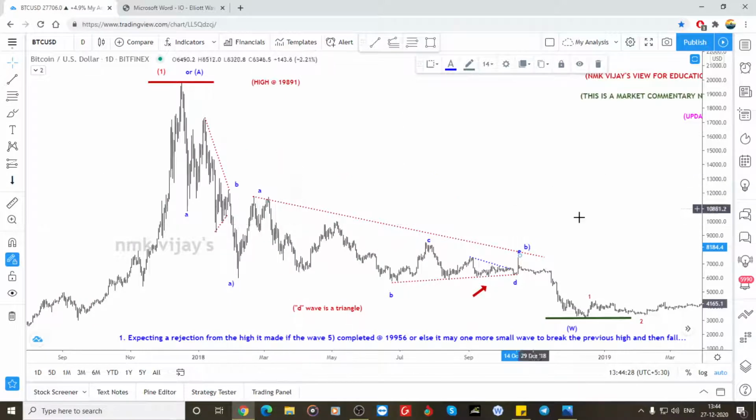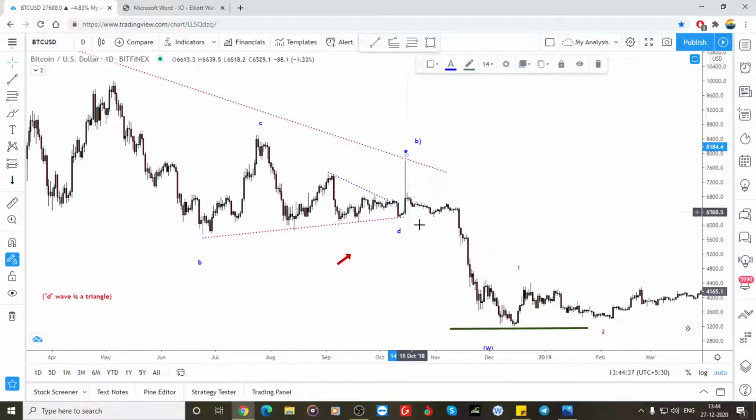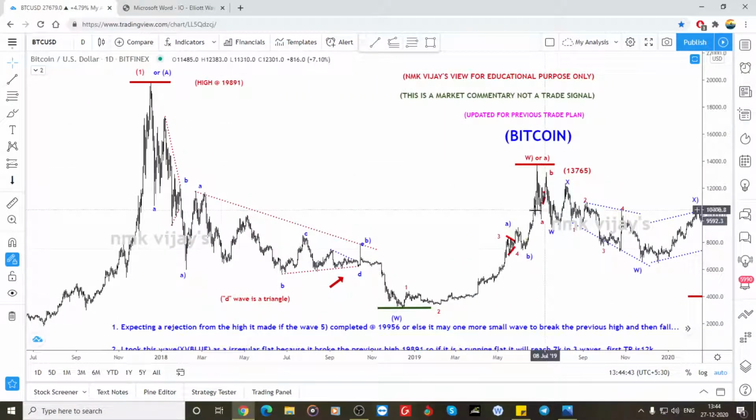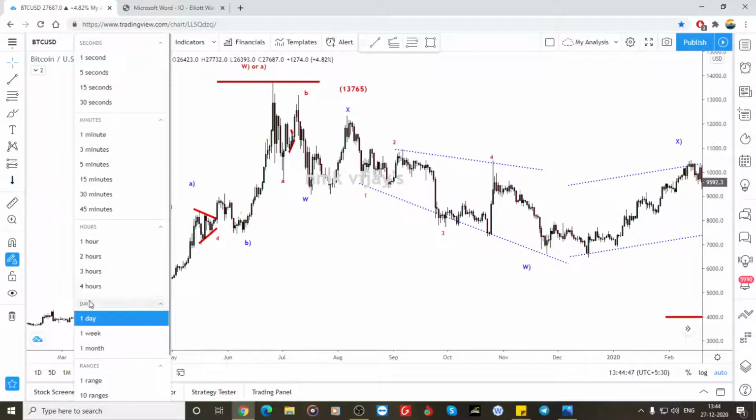So this is a valid triangle. This A, B, C is a B wave triangle, and C got a 1, 2, 3, 4, 5 waves completed here. After that it is bullish. So here also a triangle, and here is one symmetrical triangle.